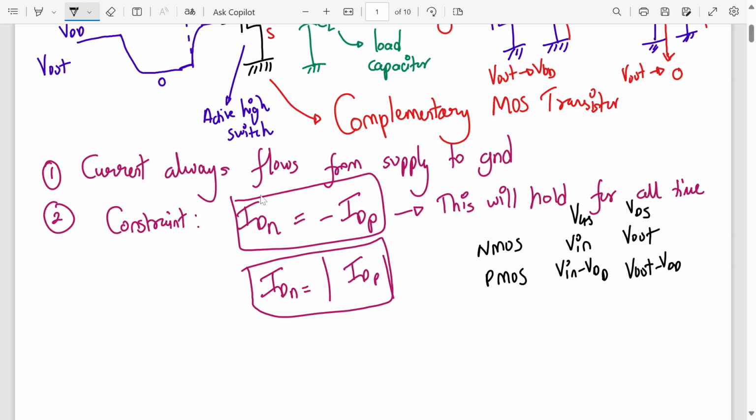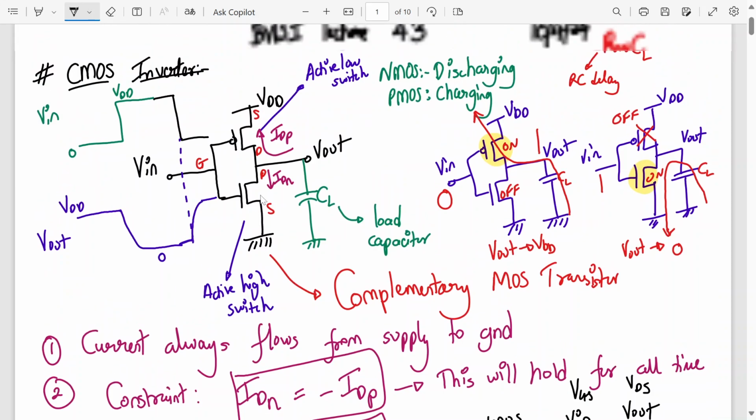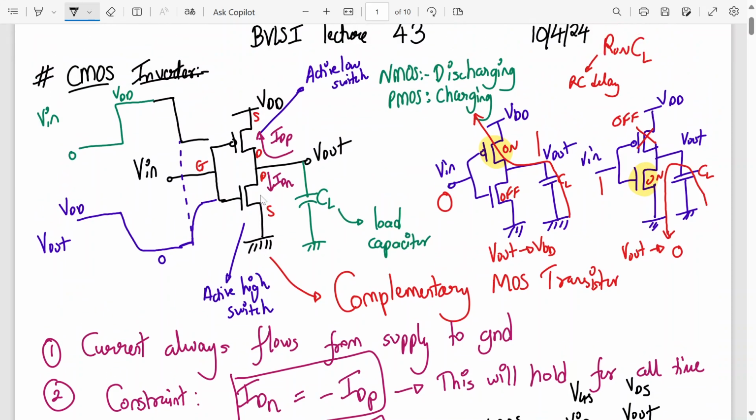Why should IDN be equal to minus IDP? Under steady state, if you want the current to flow from VDD to the ground, let's say both the transistors are switching together, then how will the current flow? One current will flow up, one current will flow down. No, that doesn't happen. So for that to happen, it's easier to show both the directions same, right? Or else you show modulus.